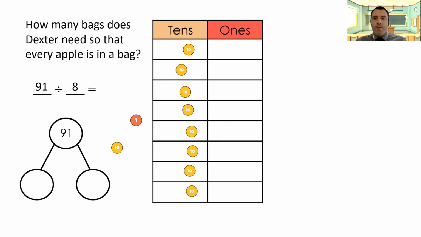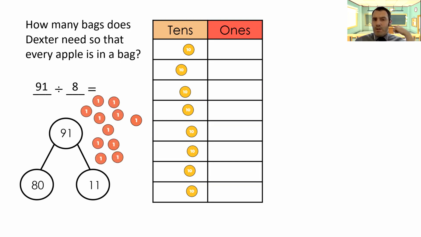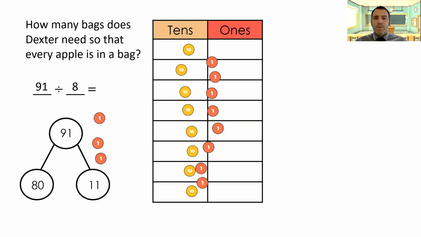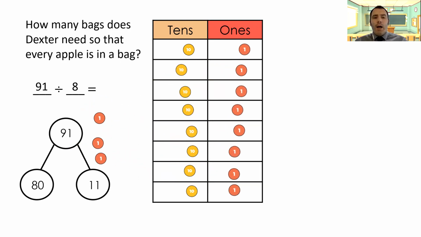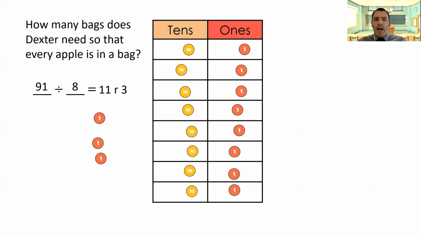So using our part whole model here as well, we've taken 80. That's our first part. We've got 11 left over. So exchange the 10 for 10 ones. Share the ones as best we can. There we go. And I've got 3 left over that I can't fit into a group, so that's my remainder. So how many bags does Dexter need? We've got the answer there, 11 remainder 3.